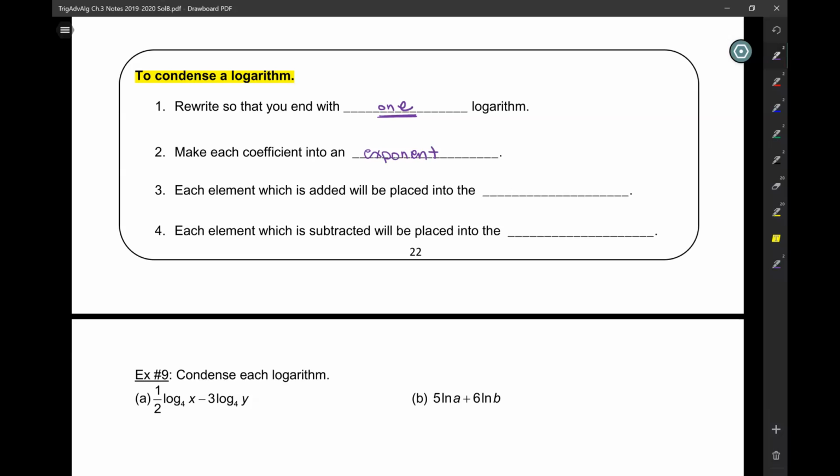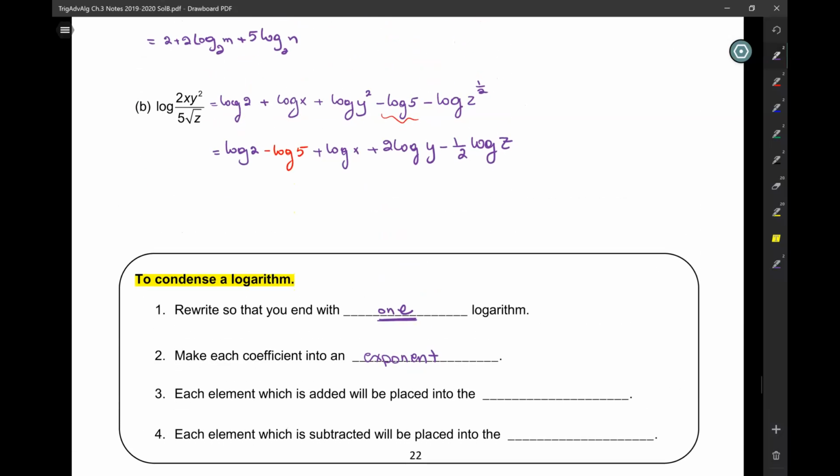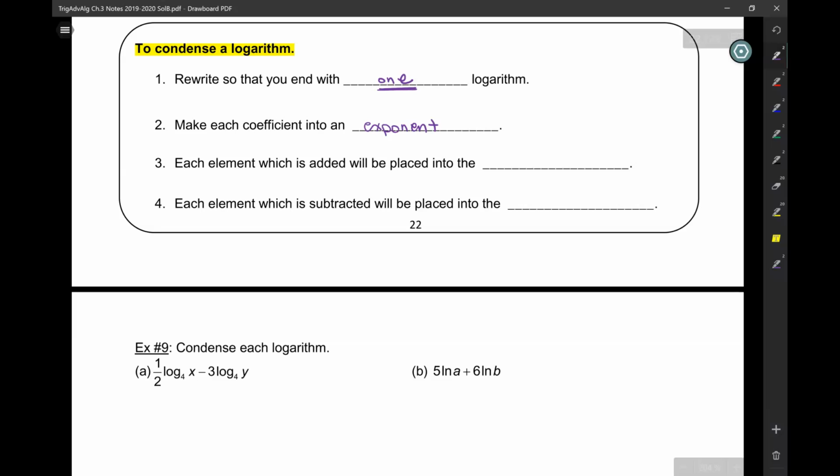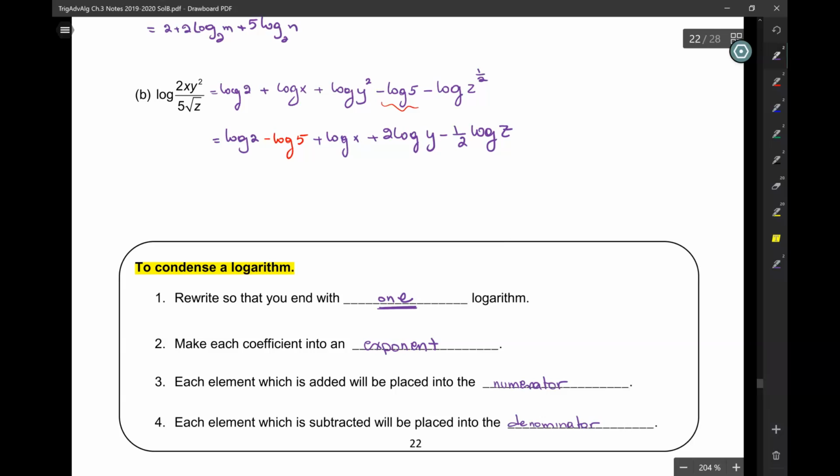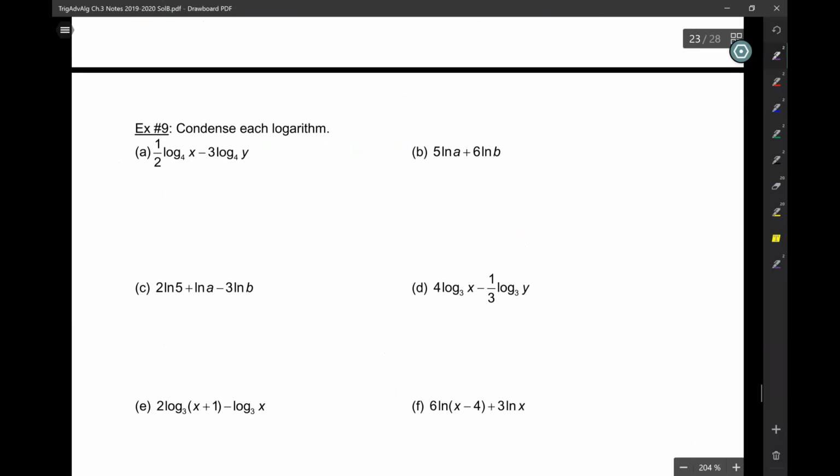And then each element which was added will be placed in the numerator. So each element which is added will be placed into the numerator, and each element which is subtracted into the denominator. So here, the negative, like with the 5 and with the z, they would go in the denominator, but everything else would be in the numerator. So let's do that. First, we have to make coefficients into exponents, 1 and 2.